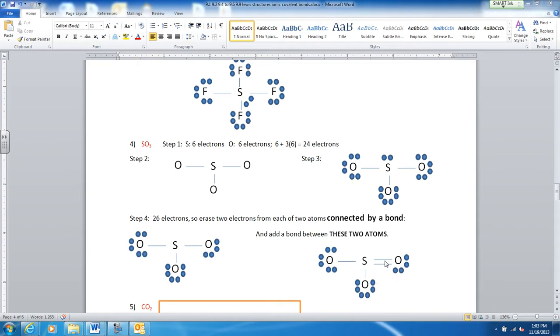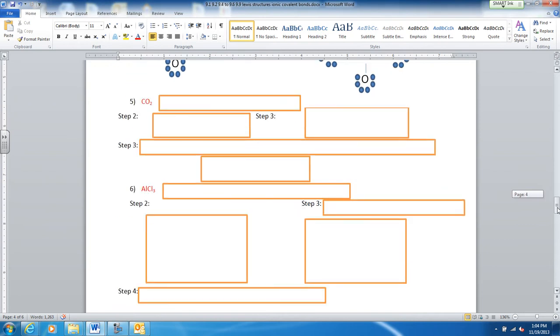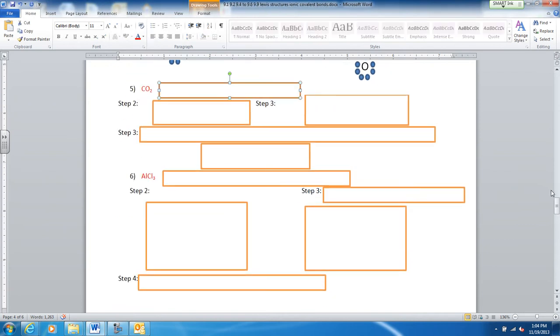Now, it would be okay if you had a double bond right here as long as one of the lone pairs was missing from here, or if you have a double bond here, as long as you had one lone pair missing. So the double bond could go between the S and any of the O's. Wherever the double bond is, that O should have only 2 lone pairs, and the other 2 O's should have 3 lone pairs. Okay, CO2.